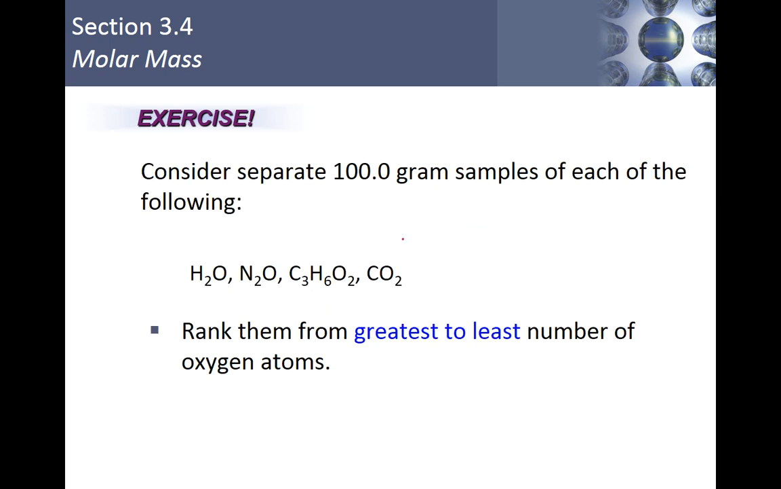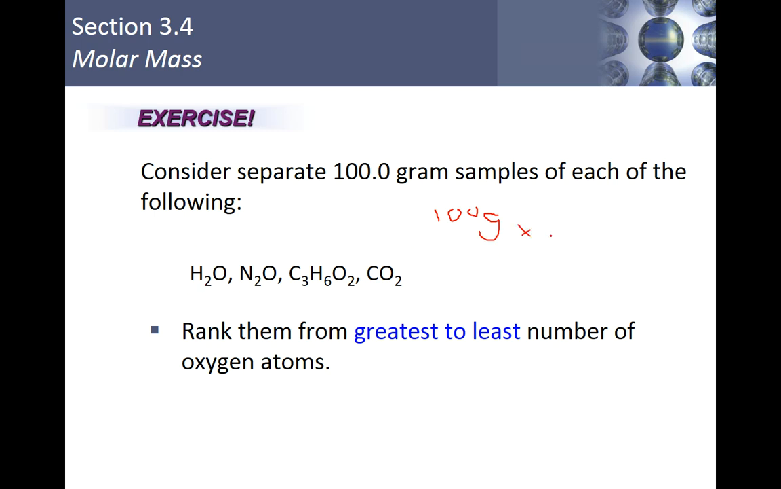Okay. Consider separate 100-gram samples of each of the following. So here are 4 different compounds that are listed. It says rank them from greatest to least number of oxygen atoms. In order to do that, you're essentially going to start with your 100 grams, and then convert to moles based off the compound that you're given.